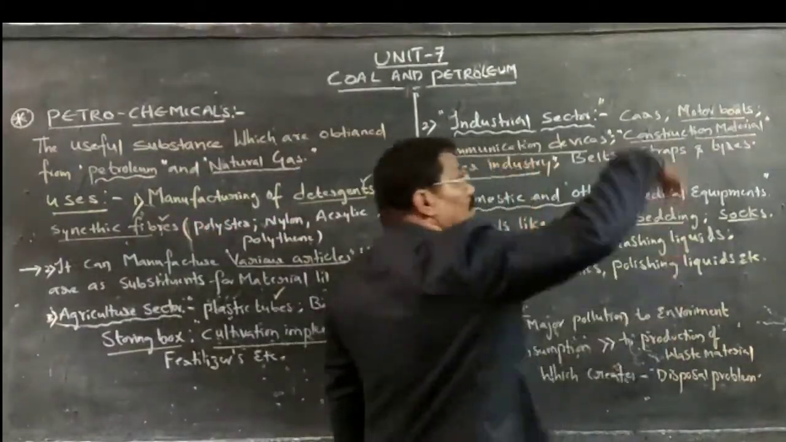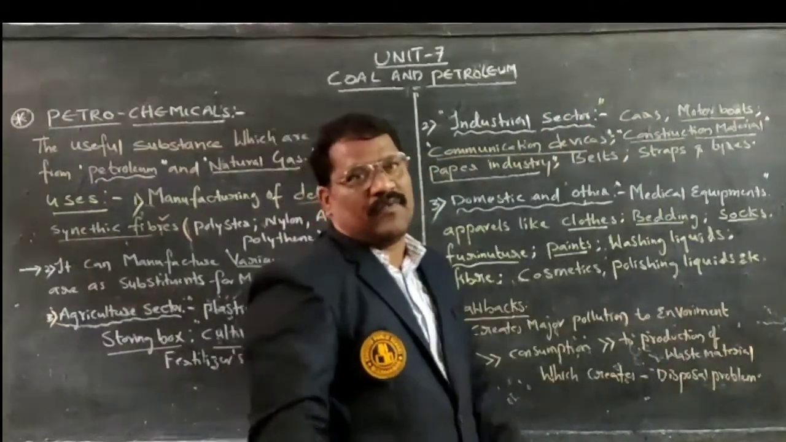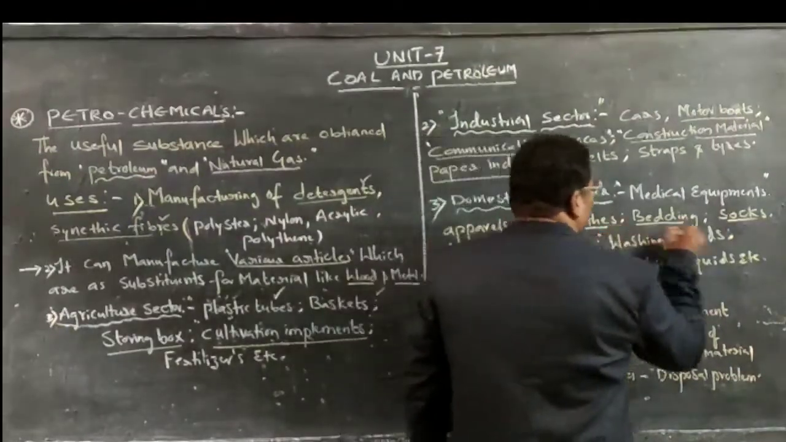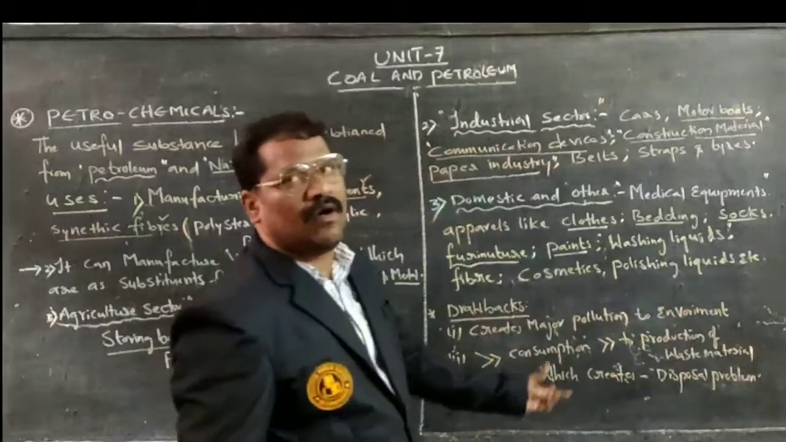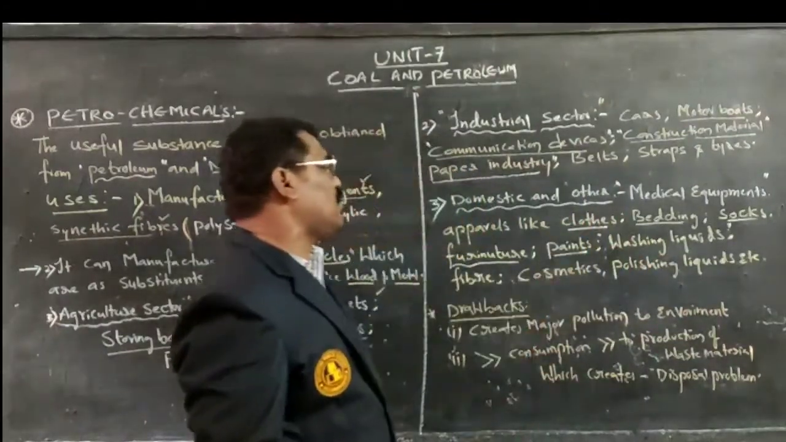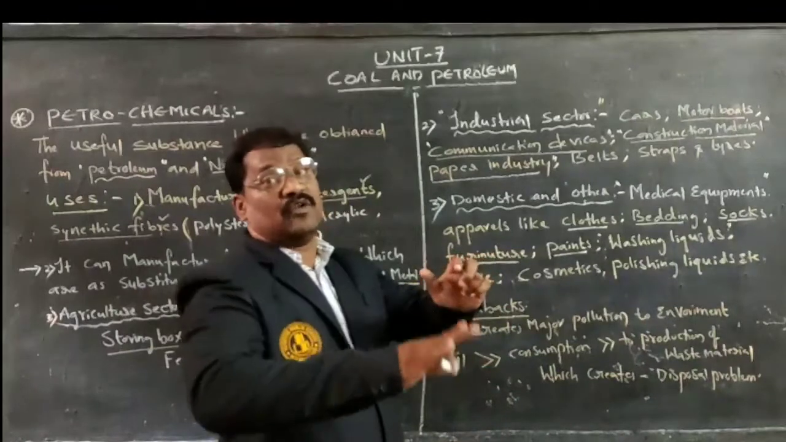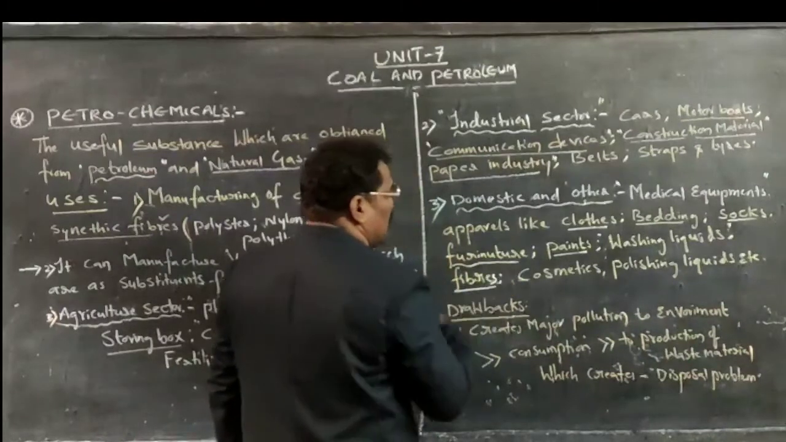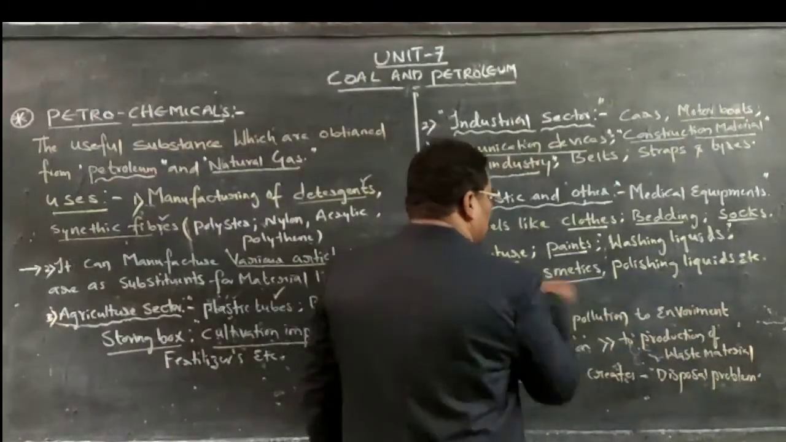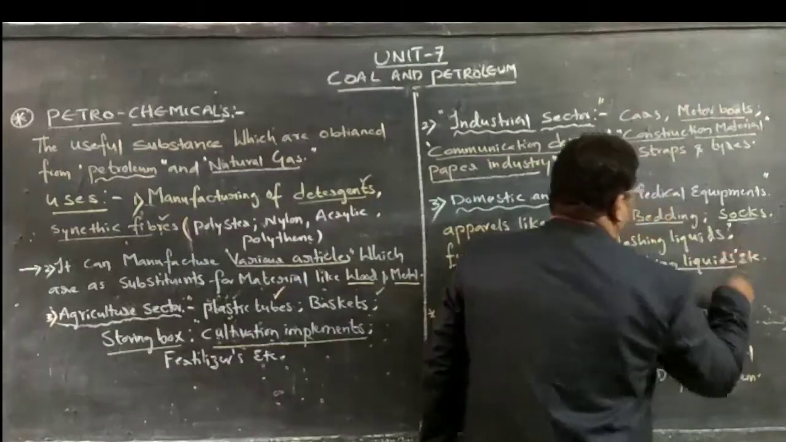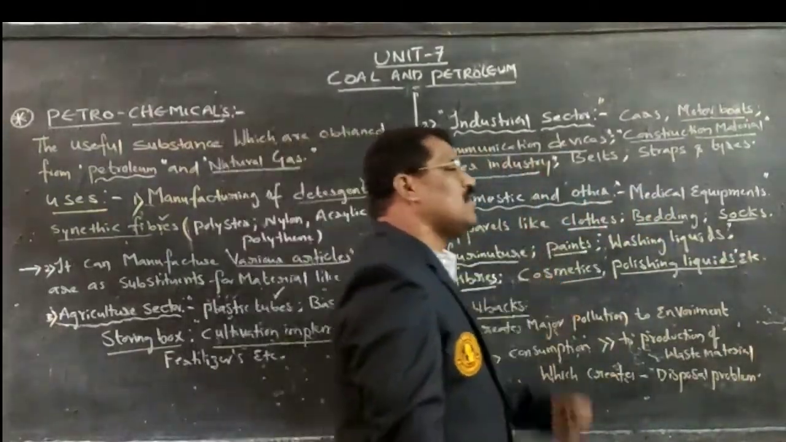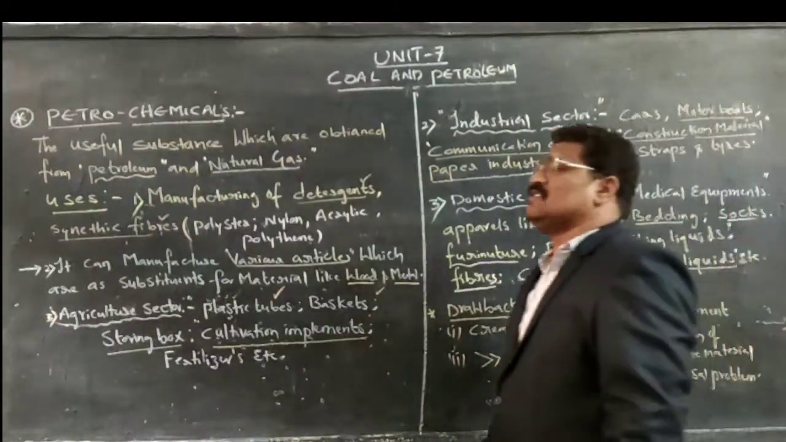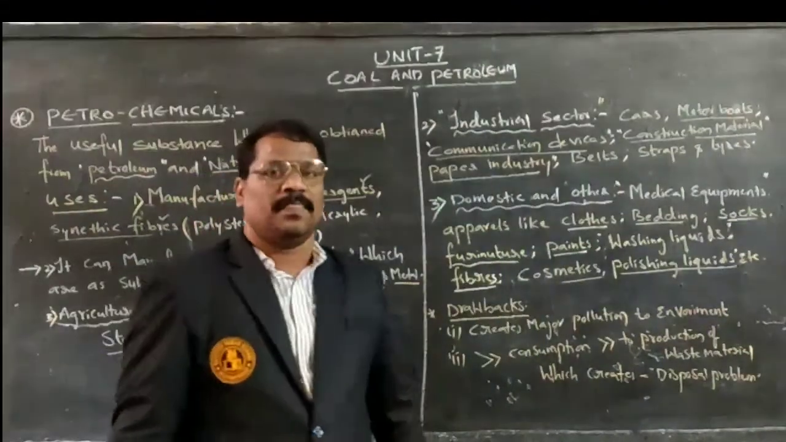Paints, to get a well designed, good look for our home, we are using paints, washing liquids, Lysol, phenol, and so on. The washing liquids are nothing but petrochemicals. Washing utensils solution, and so on, are also nothing but petrochemicals, in manufacturing of synthetic fiber, cosmetics, and polishing liquids. These are all petrochemicals, which can be useful for domestic as well as other purposes.